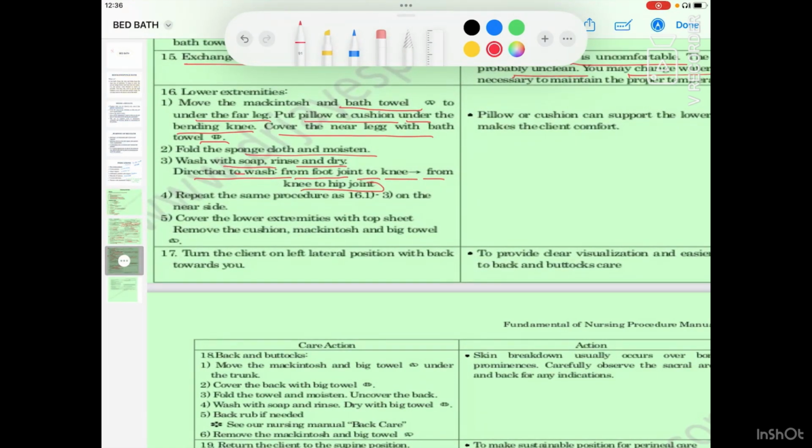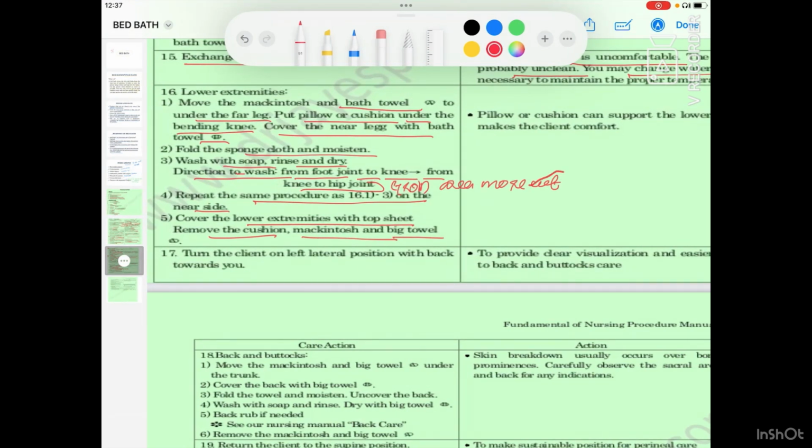So this is the area, because the groin area needs more attention. Repeat the same procedure on the near side. Cover the lower extremity with the top sheet. Remove the cushion, Macintosh and the big towel.